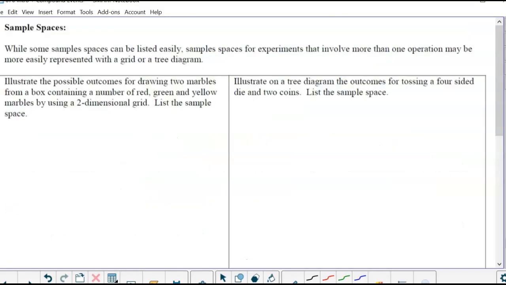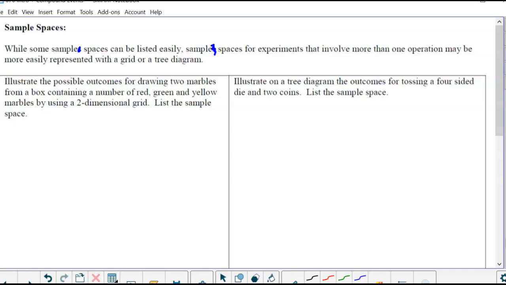All right, sample spaces. So while some sample spaces can be listed easily, sample spaces for experiments that involve more than one operation may be more easily represented with a grid or a tree diagram. And there's a couple of good examples in the notes package. We actually copy some pages from a textbook, and it has some examples here.